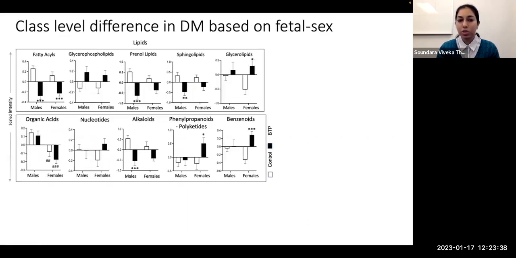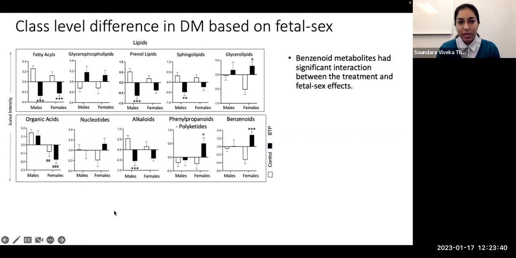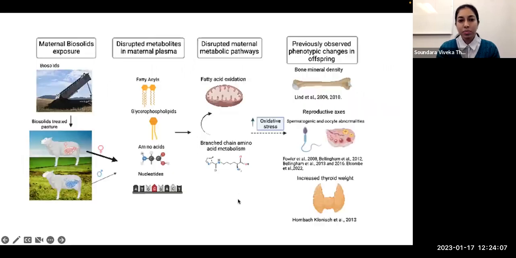showing that animals carrying a female fetus had an increased response to biosolid exposure. So looking at the class level differences of the different metabolites based on the sex of the fetus, we noticed that the organic acids group of metabolites were decreased in the animals carrying a female fetus as compared to animals carrying a male fetus in both the control and the biosolids group. Similarly, the benzenol class of metabolites showed a significant interaction between treatment and the fetal sex effects.